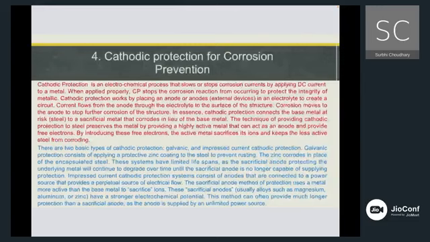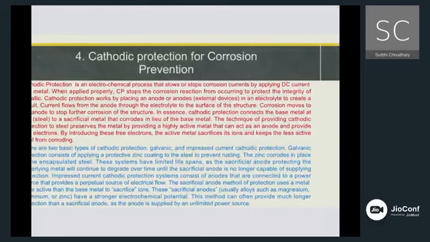If we talk about the second one, that is the impressed current cathodic protection system, it consists of anodes that are connected to a power source that provides a perpetual source of electric flow. The sacrificial anode method uses a more active metal than the base metal to sacrifice ions, so the sacrificial anode has stronger electrochemical potential. The impressed current method gives much longer protection than a sacrificial anode, as the anode is supplied by an unlimited power source. So this is the cathodic protection method.